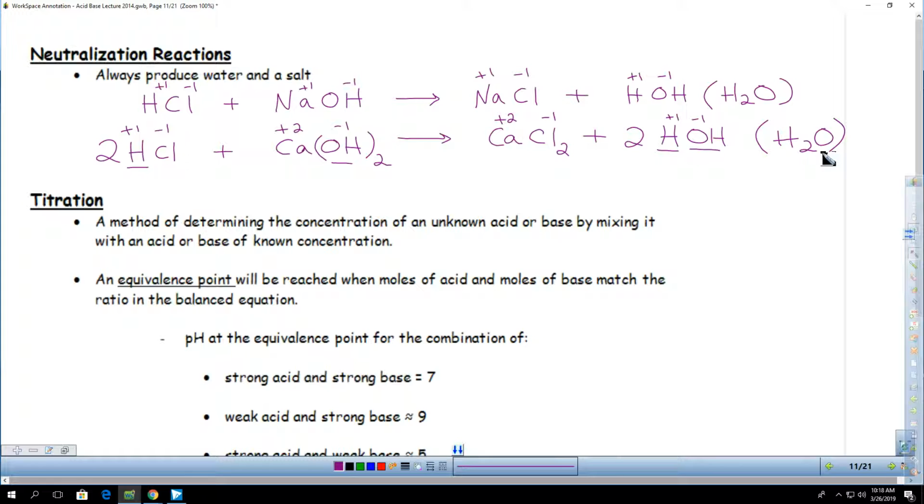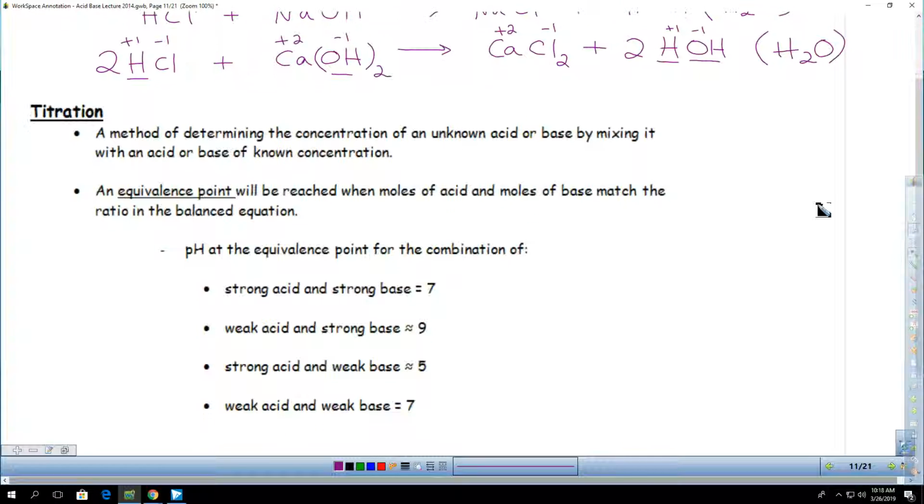Here would be some real typical examples of a neutralization. An acid plus a base, you get water and then something ionic. It doesn't have to be sodium chloride. It could be calcium chloride. It could be any ionic compound. All right, cool. So in the laboratory, we're going to do some neutralizations using a method called a titration.